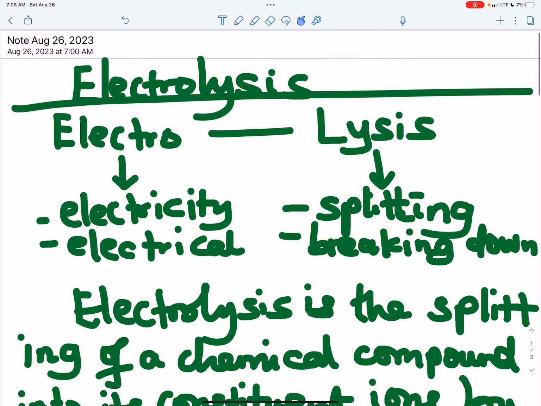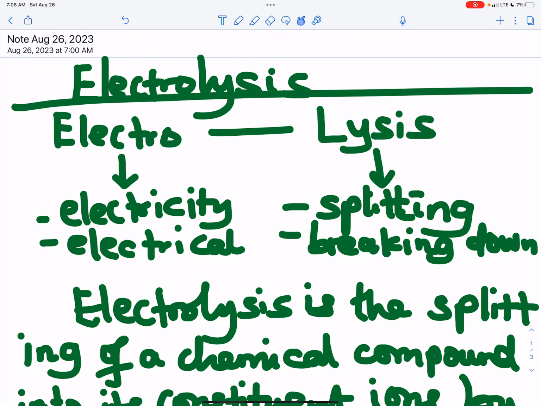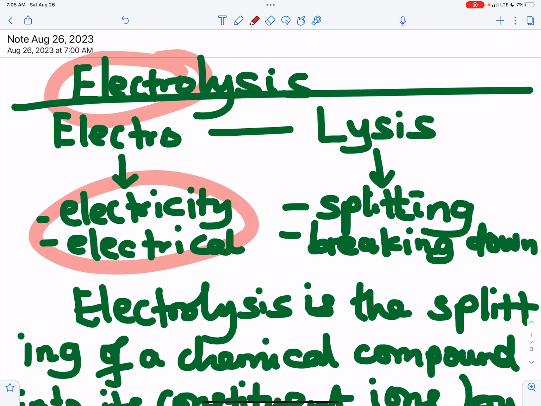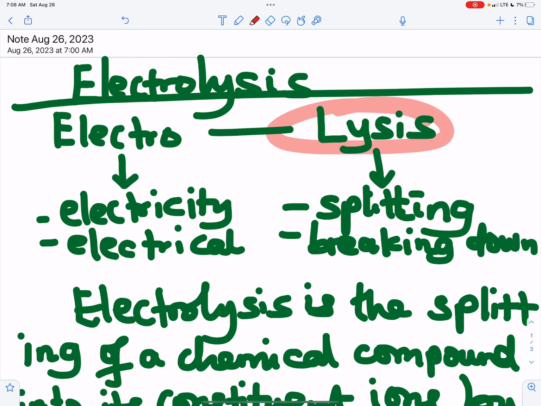Now let's go to electrolysis. From the way the words are written, there are two words that make up electrolysis. Electro meaning electricity or electrical, then lysis meaning splitting or breaking down something.